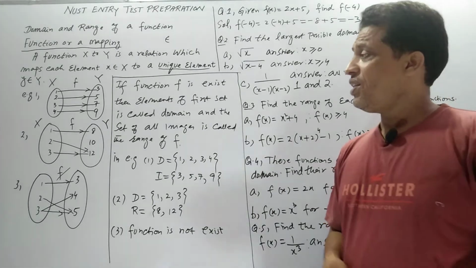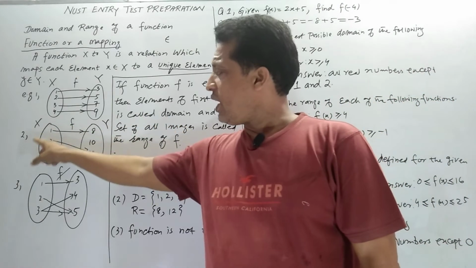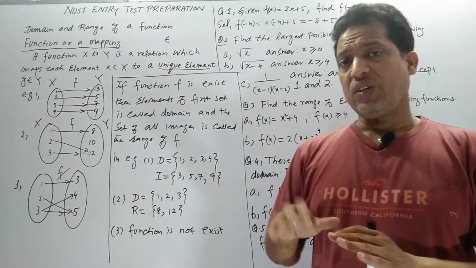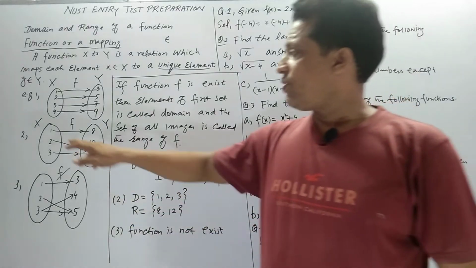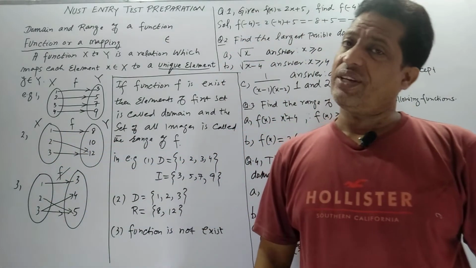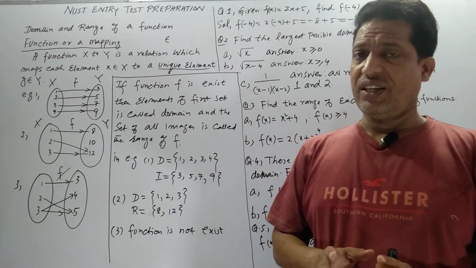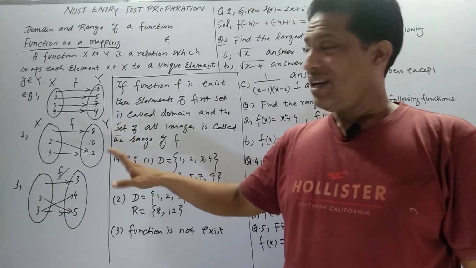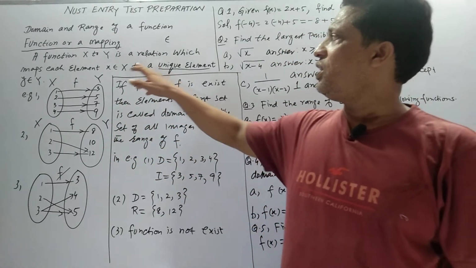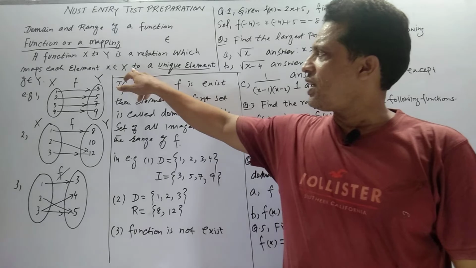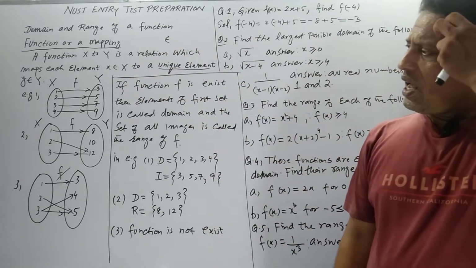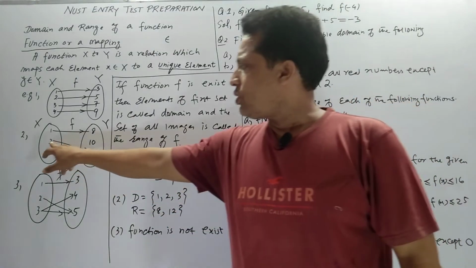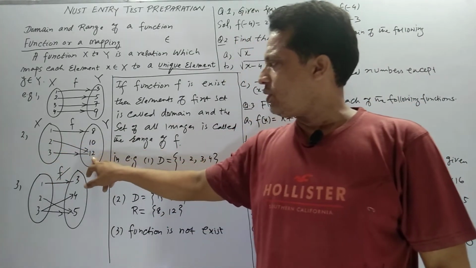What is the requirement? First requirement is all elements of the first set must be involved, take part in the mapping of a function. So 1 involved, 2 involved and 3 involved. Yes, this is the first part of the definition, all elements are involved. The second part of the definition is each element x in X goes to a unique element. 1 goes to 8, unique element. 2 goes to 12, 3 goes to 12.